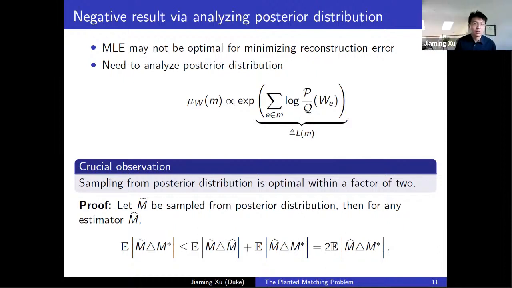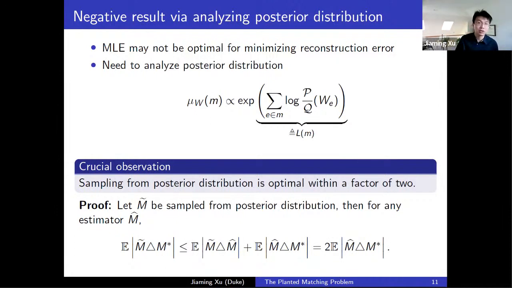Right, that's a very good question. I don't have time to go into that. If you want to study the optimal reconstruction error in this entire parameter range, then you should try to study the belief propagation algorithm.